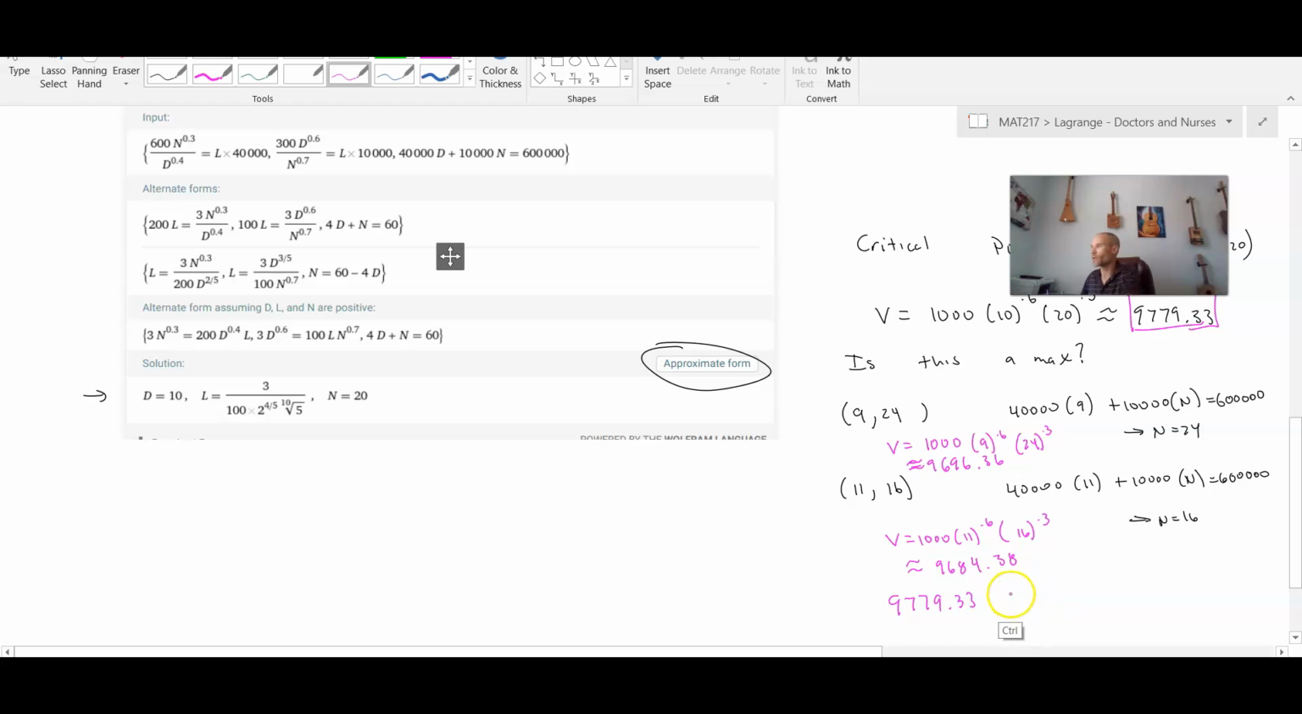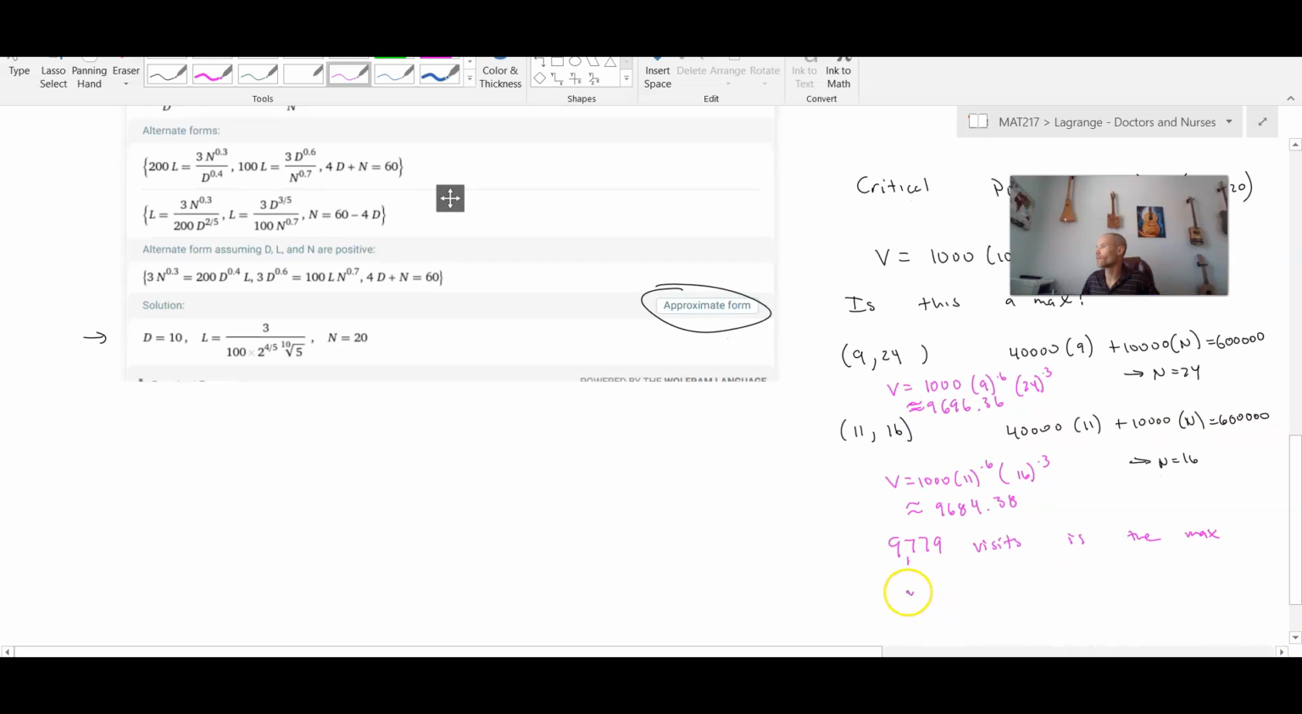9,779.33. Now we could round it to the nearest number of visits because that's clearly bigger than both of them. The only reason I rounded to 2 decimal places was just in case the numbers were really close together and it came down to comparing decimal points. 9,779 visits is the maximum with 10 doctors and 20 nurses. And that concludes our problem.